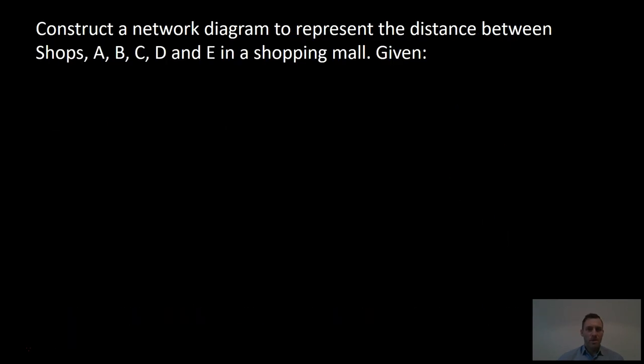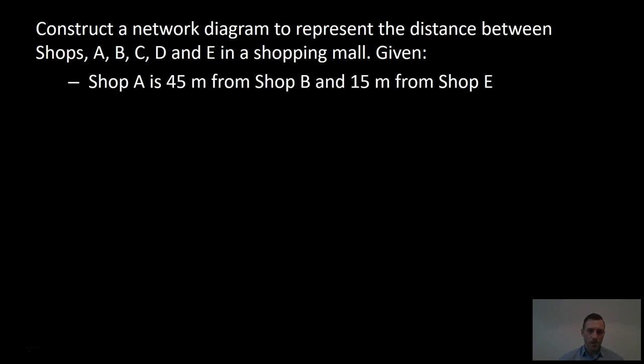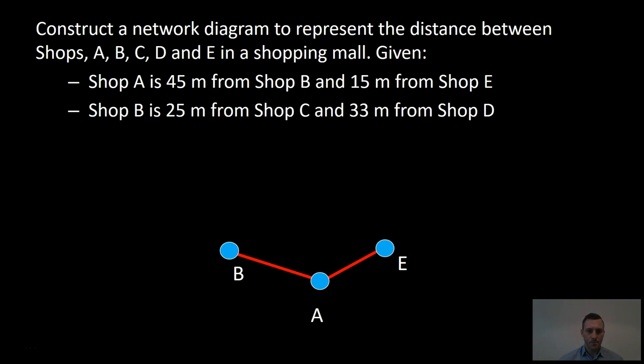We're often given information in a table or as a list or as a verbal description. We need to use it to construct a network to accurately display the situation. Let's construct a network to represent the distance between shops A, B, C, D, and E in a shopping mall. So we know shop A is 45 meters from shop B and 15 meters from shop E. So we draw in shop A, and we can draw in shop B and shop E. We'll add the weight in once we've drawn the graph.